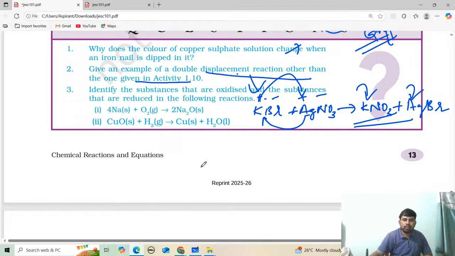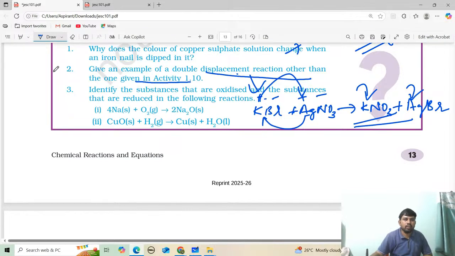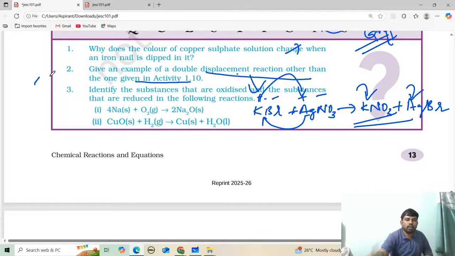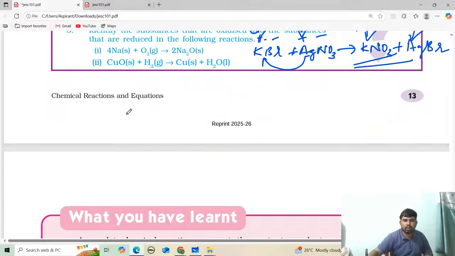Identify the substances which have undergone oxidation and reduction. They are asking you to identify the process of oxidation and reduction. I can take an example here: Na becomes Na plus in the first process. That's why there is an increase in the charge, so I can say it will be oxidation.